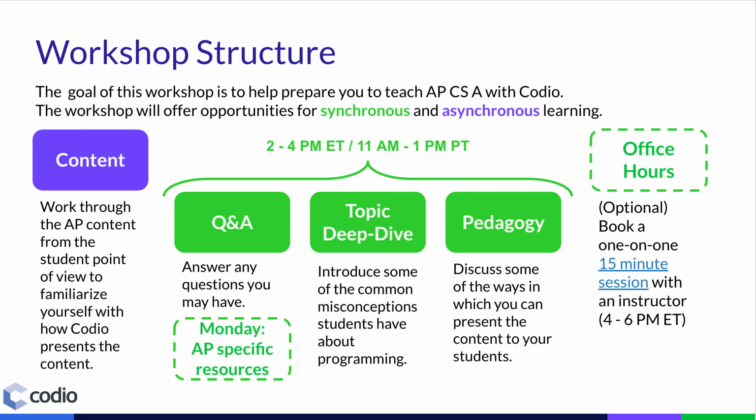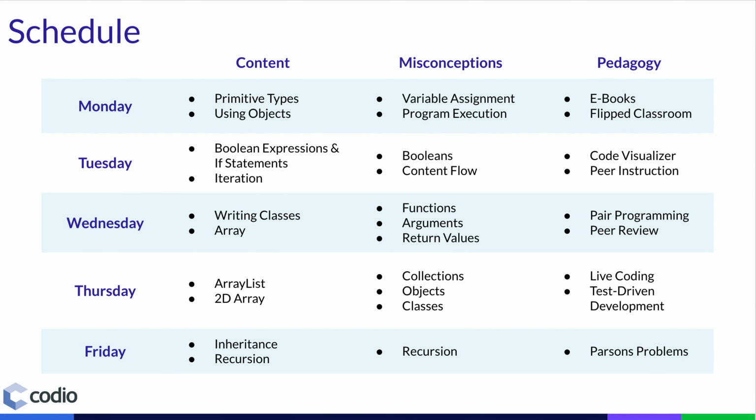The workshop has both synchronous and asynchronous pieces. The asynchronous piece is actually working through the APCSA content from the point of view of a student. There will be a synchronous piece from 2 to 4 Eastern or 11 to 1 Pacific every day, where we go over questions from the previous day, dive into the particular topic, specifically addressing misconceptions that students have, and pedagogical practices. There are optional office hours that can be booked directly following the synchronous section.